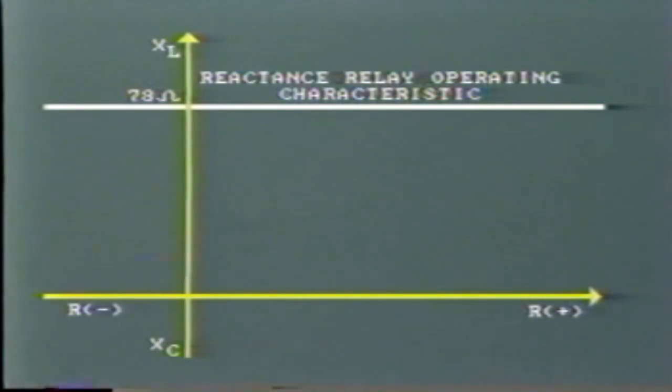If a ground fault occurs halfway along the transmission line, the relay will detect the decrease in value of reactance to 43 ohms and operate the tripping contacts. It will not be affected by resistance in the arc.